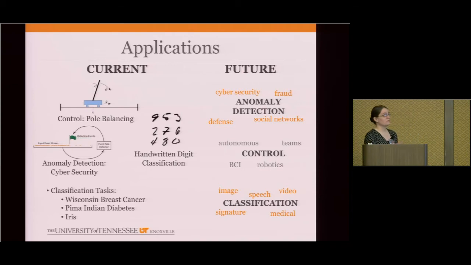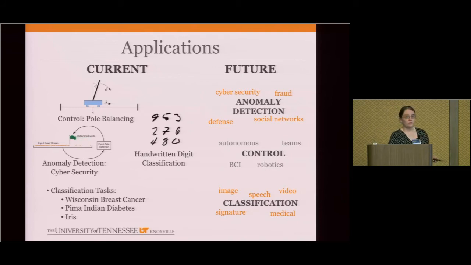In the future, we envision applying our networks to other applications in anomaly detection, like fraud detection and defense applications. Other applications in control, including autonomous vehicle control and brain-computer interfaces, and other classifications, including speech and video.